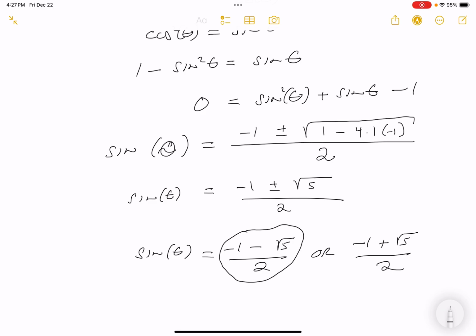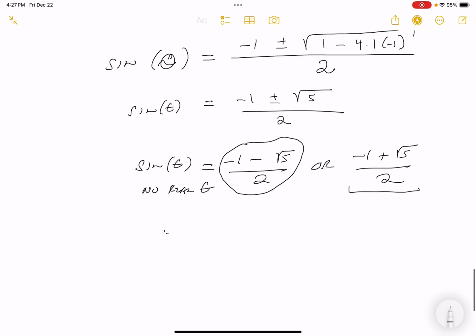The reason for that is the square root of 5 is 2 point something. So on top I get a number, like -3 about, and that's certainly bigger in magnitude than the -1 below it. So there's no real theta for this one. But this one looks okay, all right? So I'm going to say sine of theta is going to be root 5 minus 1 over 2, all right?